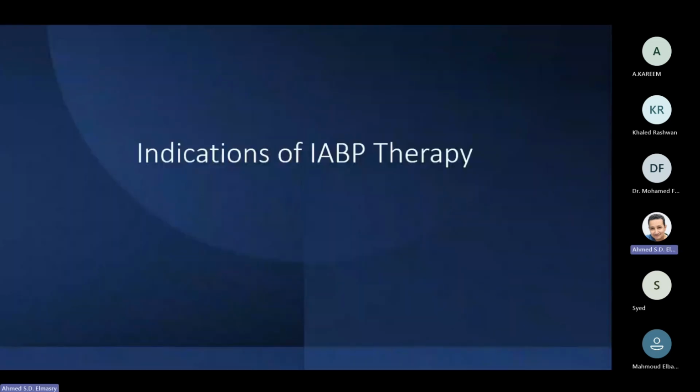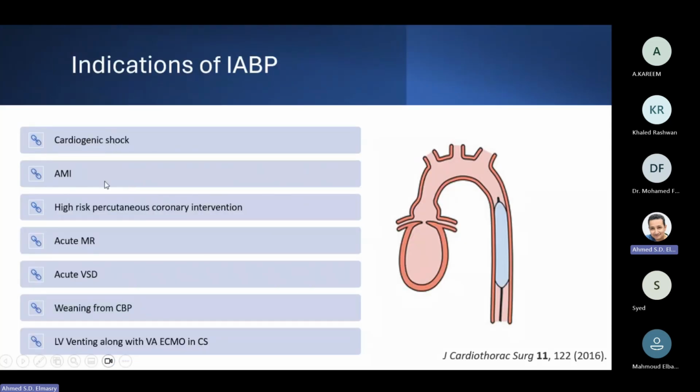And going to the next section, which is the indications of the intra-aortic balloon. These are the indications: cardiogenic shock, acute myocardial infarction, high-risk PCI, acute mitral regurgitation, acute VSD, and weaning from cardiopulmonary bypass. And in a patient with cardiogenic shock on VA ECMO, it can be used as a left ventricle venting strategy, especially in those patients with a dilated left ventricle with cardiogenic shock.